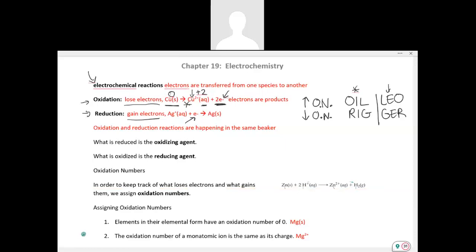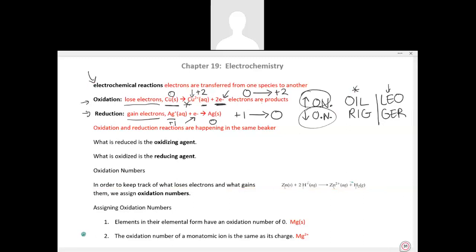We see this example of reduction where the silver +1 ion, so that has a +1 oxidation state, is being reduced by gaining the single electron to a 0 oxidation state. So if we were to shorthand this, we could say that the oxidation state of copper goes from 0 to +2. So that's definitely an oxidation, an increase in oxidation number. And then here we go from the silver being +1 down to 0. So that's definitely a decrease in oxidation number, or a reduction.